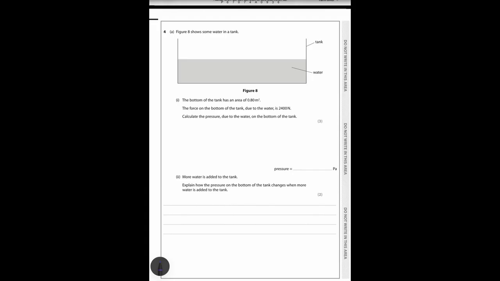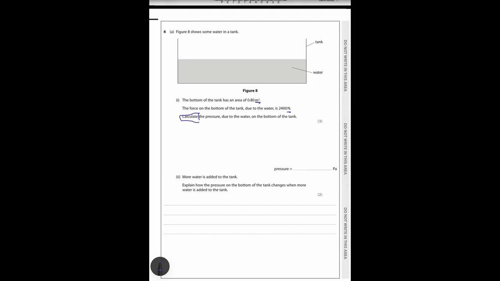Okay, so what's the command word I'm seeing here? The command word is calculate, which means I am very, very happy indeed, because I can just do the same standard boring stuff and I'm going to get full marks for it. So I'm going to check for my conversions. Meters squared is fine, newtons is fine, that's okay.